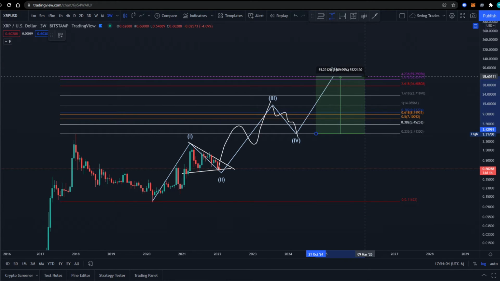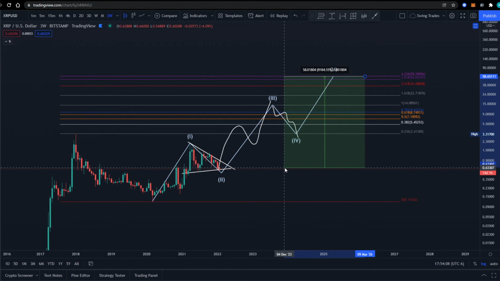That's another 1,600%. But if you never let go from down here, that is an almost 9,700% gain.